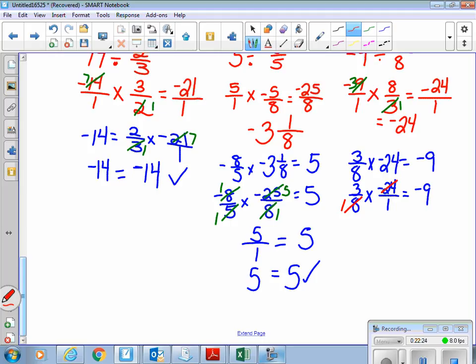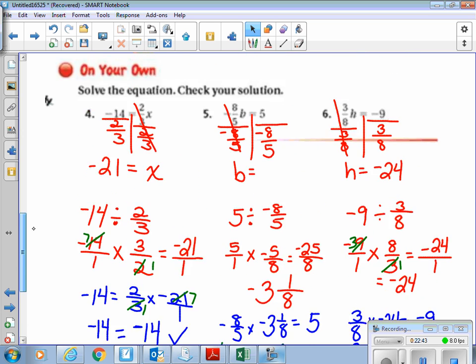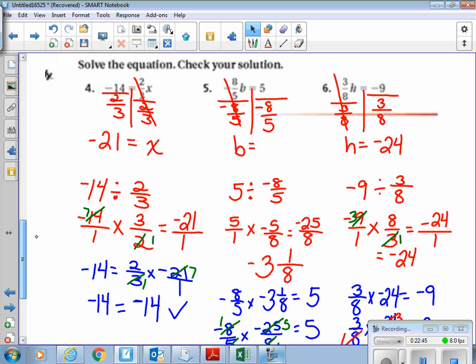1 time and 3 times. 3 times a negative 3, remember we have a positive times a negative, is a negative 9. 1 times 1 is 1. Negative 9 over 1 simply is negative 9. So they definitely check out and are equal to each other. Alright, so when we have multiplication problems, we know that we solve by dividing on both sides. And when you end up dividing by a fraction, you are really multiplying by the reciprocal. We're applying that keep, change, flip.